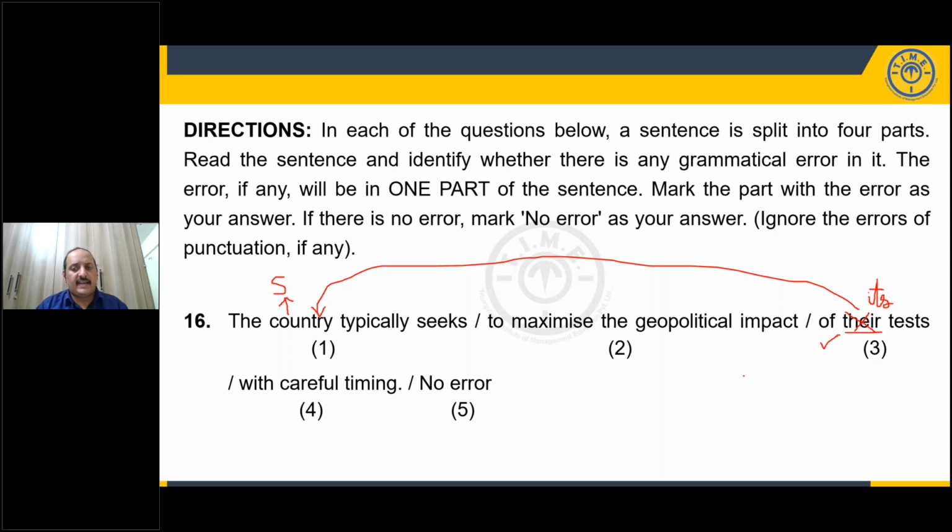Of course, over here you do not have to give the correction, you just have to mark the error. But for our knowledge, I've also given you the correction. In the exam, of course, you'll only mark 3 and you will proceed ahead. The country typically seeks to maximize the geopolitical impact of its tests with careful timing. So the error definitely is in part number 3.